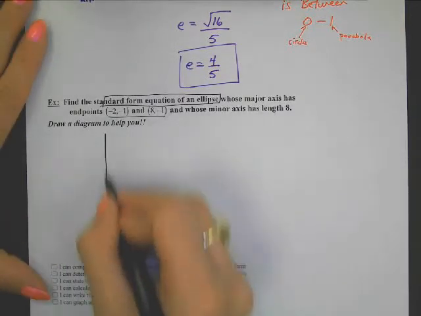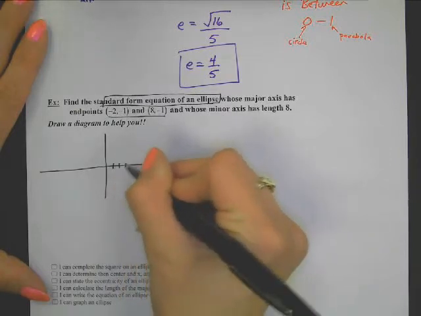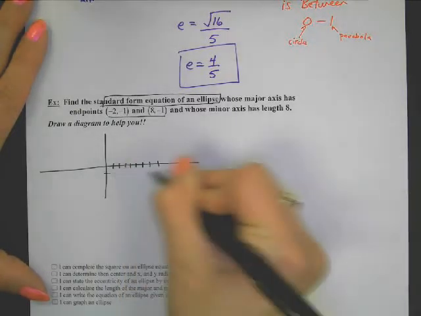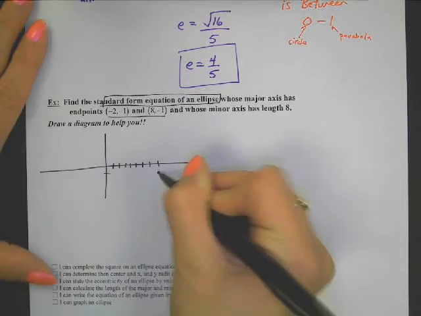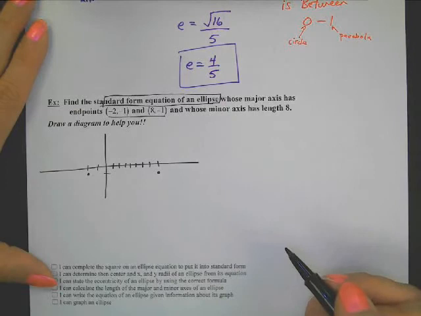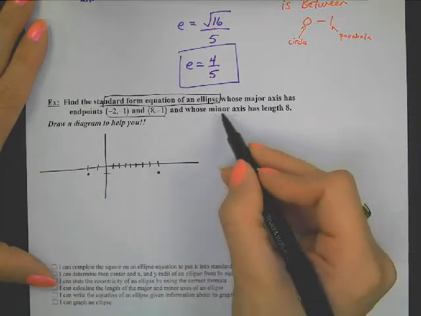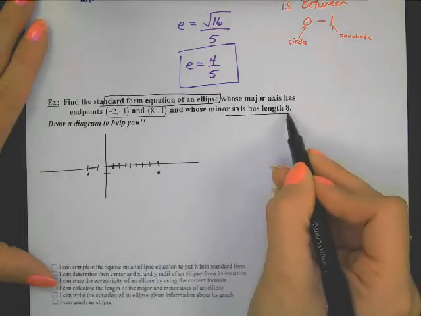Okay, let's draw a picture. So we've got 8, -1. 1, 2, 3, 4, 5, 6, 7, 8, -1. So there's one endpoint. -2, -1. There's the other endpoint. Okay, and that's the major one. That's the bigger one. The minor axis has length 8.